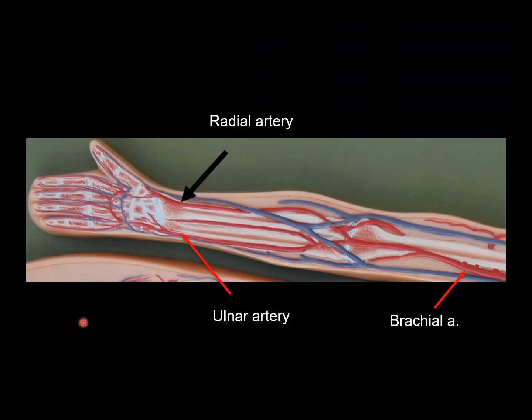And now if we turn it sideways, here's our brachial artery coming down, and then that's going to branch into the radial artery going down the radius and the ulnar artery going down the ulna. So that's pretty straightforward.